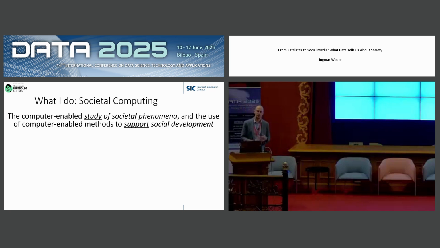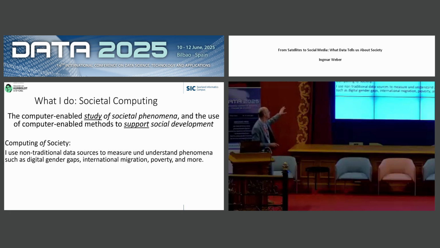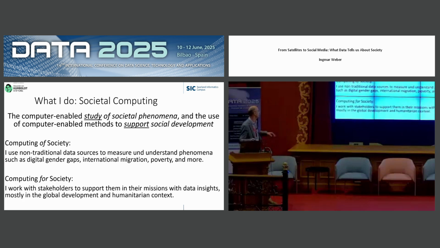At a higher level, it combines two things. There's computing of society, where we use data, in particular non-traditional data, to quantify societal phenomena, in particular migration and gender gaps and other things. But then there's also the much harder element of computing for society. So how do we go beyond just measuring and publishing this? In both of these dimensions, data is key, and this is, I guess, why I'm here to talk to you today.